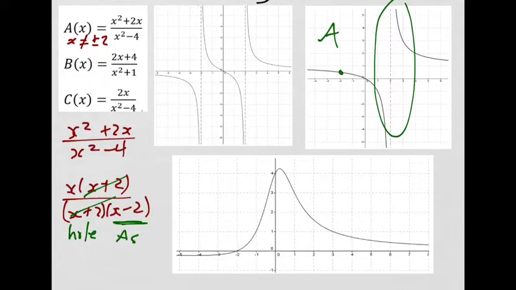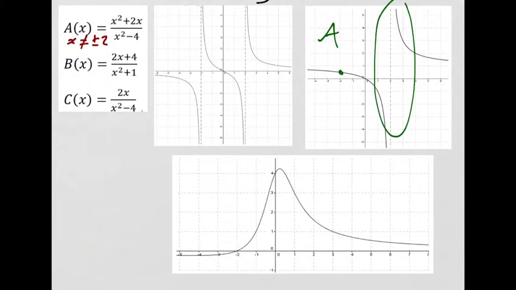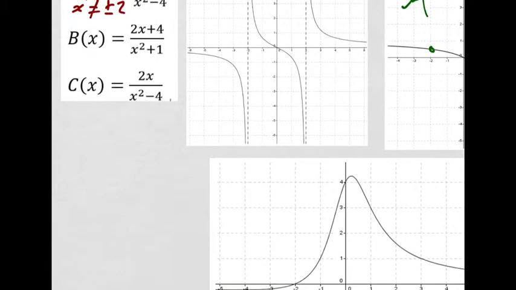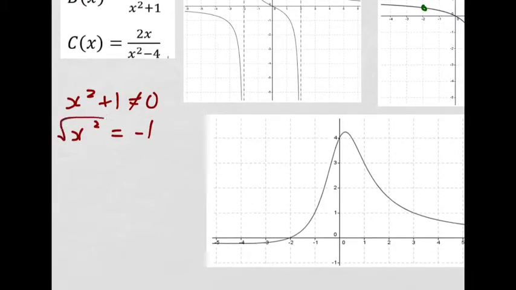Nice. What about B? What would B be? I'm thinking it's C of X. Non-permissible values? Is there anything x can't be? Positive 2? Oh no, for B it's positive negative 1. x squared plus 1 cannot equal 0, right? Oh wait, that's not difference of squares. Solve for x: square root of negative. You can't square root a negative, so there's no vertical asymptote. This is the bottom one.